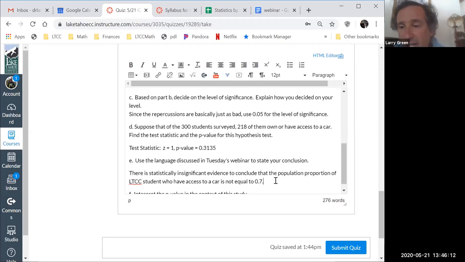Any questions on that? There are other ways of saying it, but you must reference the population. So there must be a word in your conclusion that references the population. That's true of all hypothesis tests when you're doing the conclusion, and it's also true of all confidence intervals. So that's really important, that we're talking about the population. We're not talking about the sample. We're talking about all students at LTCC. That includes all of you and everyone else at LTCC. Any questions on that?